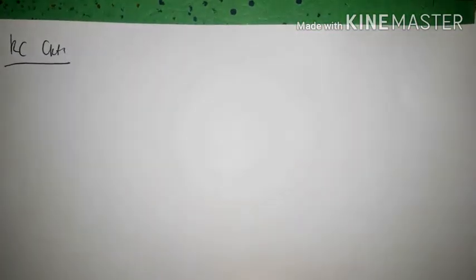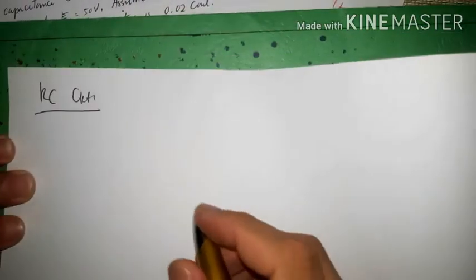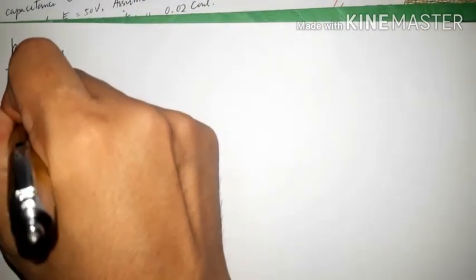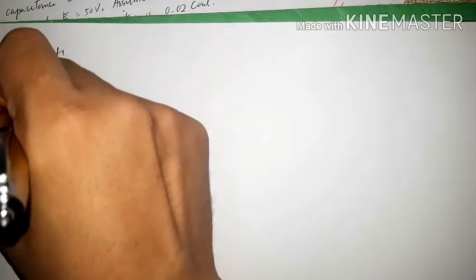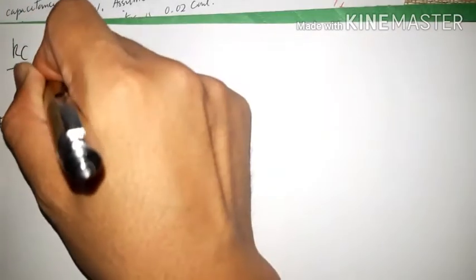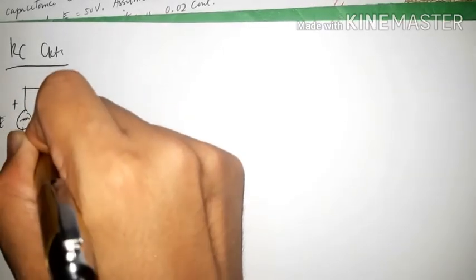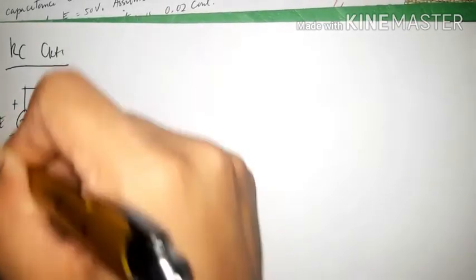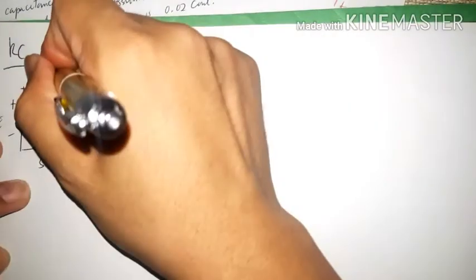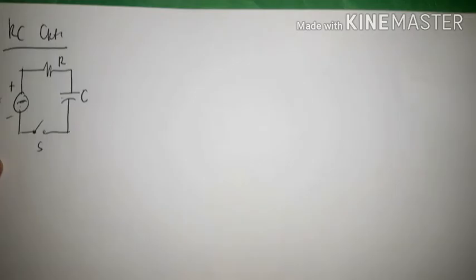So, ang RC circuit naman. Si RC circuit ay resistor and capacitor naman ang involved. So, I have here an electromotive force, plus to minus E. This is the resistor and this is the capacitor. So, let me have a switch here. So, this is the switch S, the resistor R, and the capacitor C.